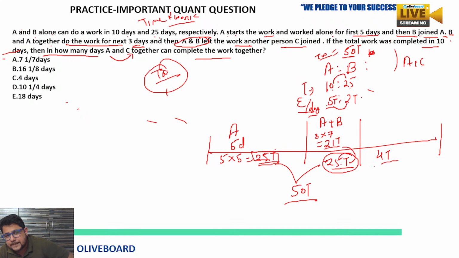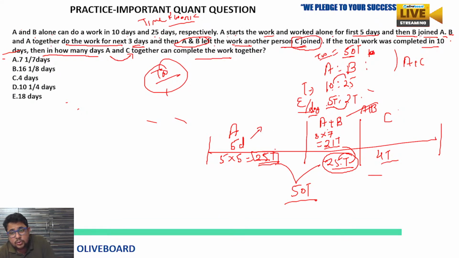4 cups of tea. Okay, but A and B left the work, and then C joined and he finished the work. If the total work was completed in 10 days, so C joined and C only finished that work. Because A and B left the work and another person C joined. And if the total work was completed in 10 days, so already they have worked for how many days?